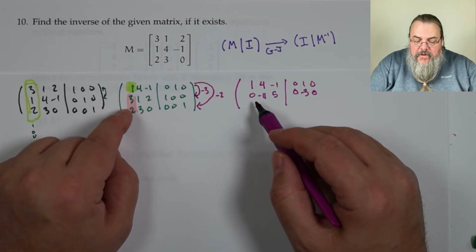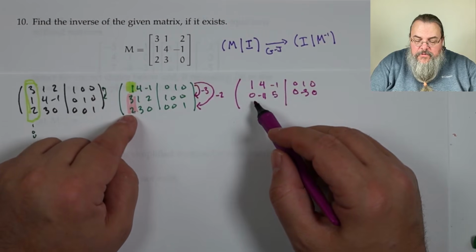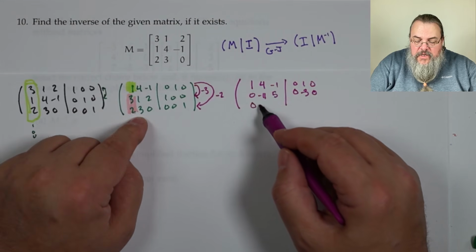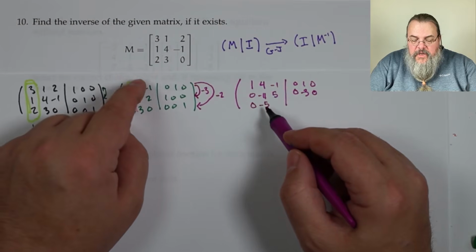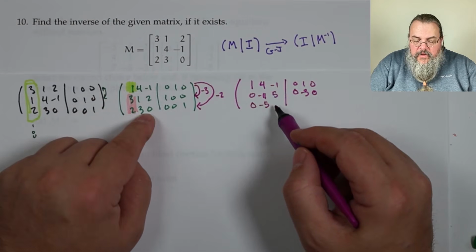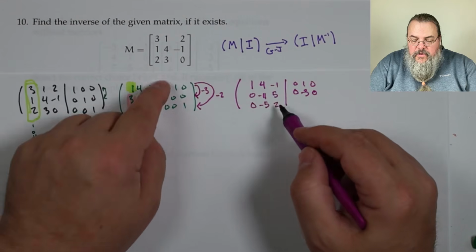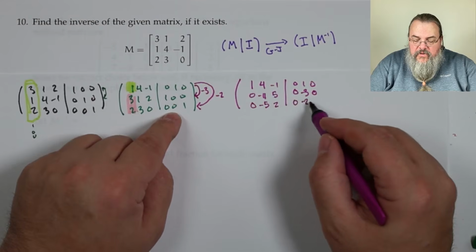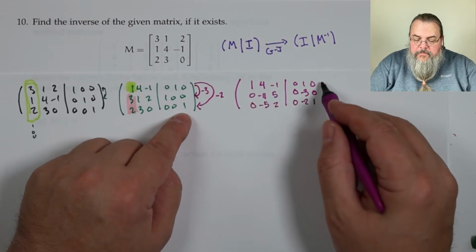Small mistakes can snowball. Minus 2 plus 2, 0. Minus 8 plus 3, minus 5. Here it's 2 plus 0, 2. 0 plus 0, 0. Minus 2 plus 0, minus 2. 0 plus 1 is 1.